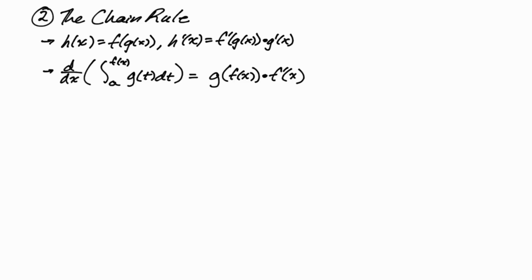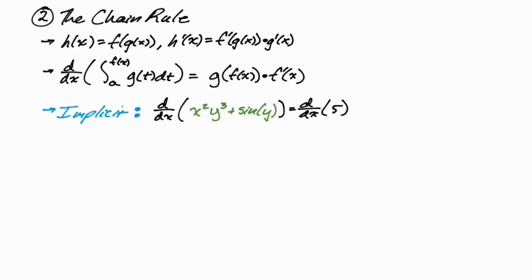So what you're going to do is take the upper bound and sub it into the integrand, so that gives you g of f of x, and then times the derivative of the upper bound. That's where the chain rule comes in, so times f prime of x. Don't forget that.